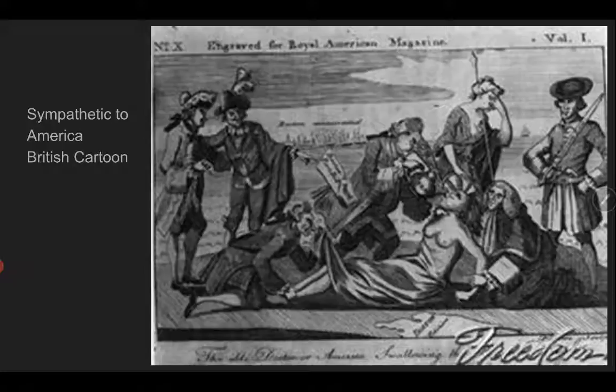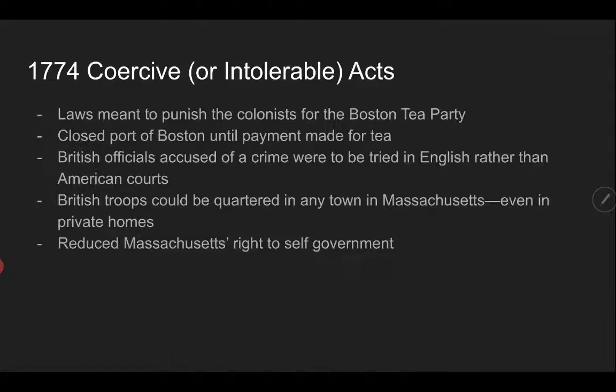So some British, usually the Whigs, were for the American cause. But the Crown and other folks are done with America, and they're especially done with Boston. So what they're going to do in 1774 after the Tea Act is pass the Coercive Acts, or Intolerable Acts. This is meant to make Boston pay. They're going to close the Boston port.